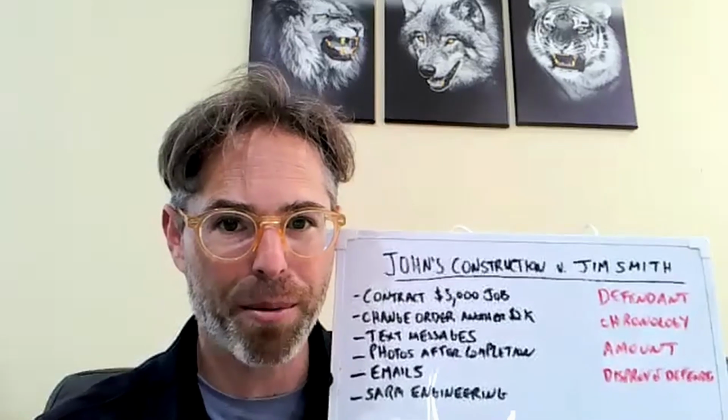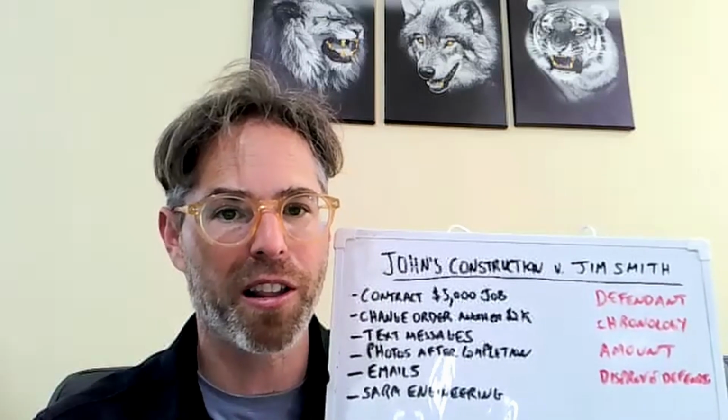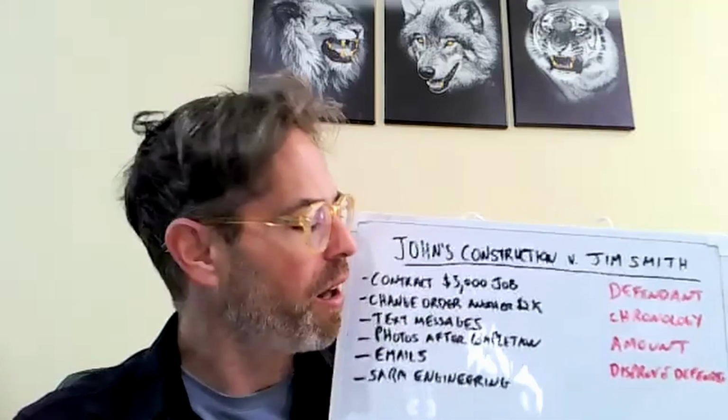So let's say, for example, Jim wanted a certain type of wood to be used for his patio, and John's Construction agreed to that. All that was laid out in the contract for $5,000.